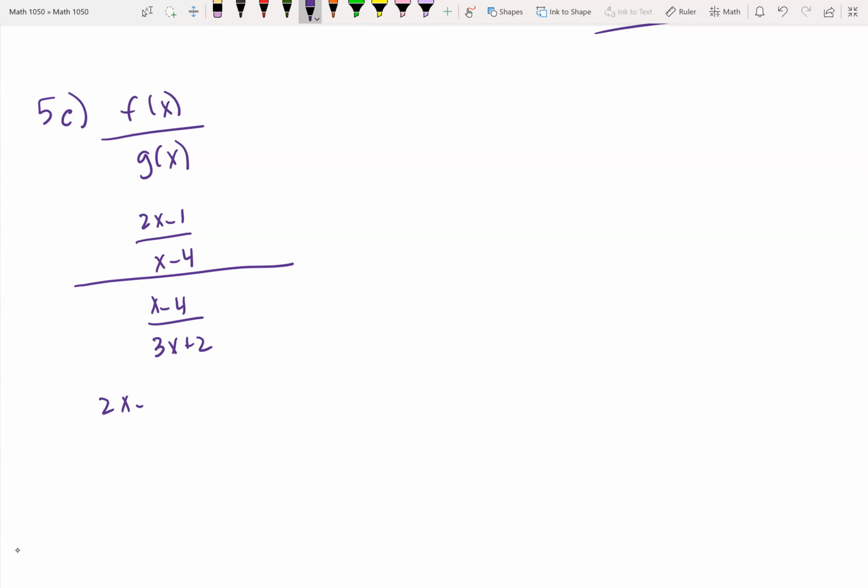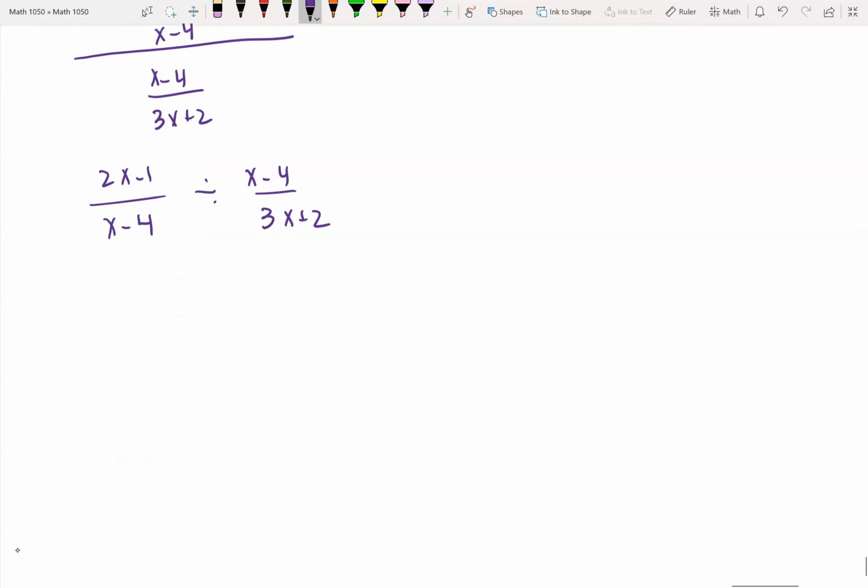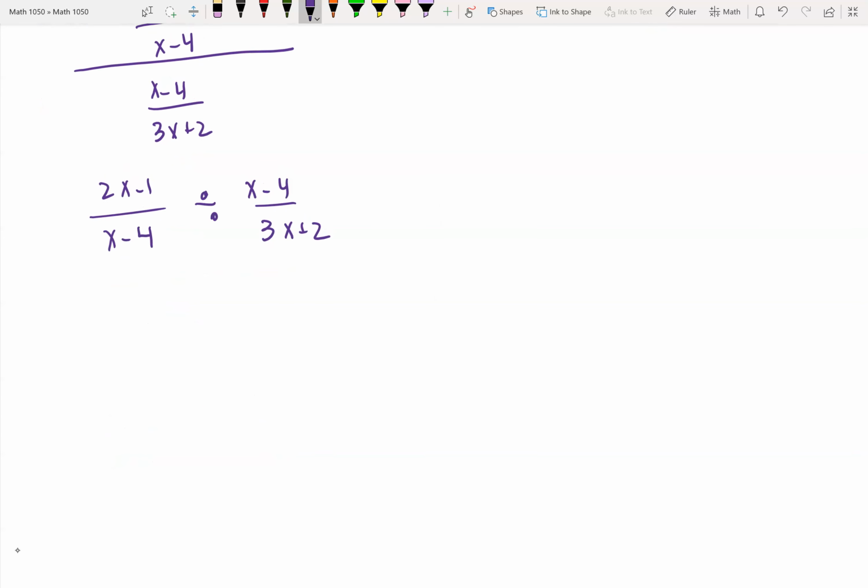Now I'm going to write it as 2x minus 1 over x minus 4 divided by x minus 4 over 3x plus 2. Some of you canceled right here on the quiz, and you cannot do that because this is a division problem. So you can't cancel until it's a multiplication. So make it a multiplication, flip it upside down, looks like that, nothing cancels.